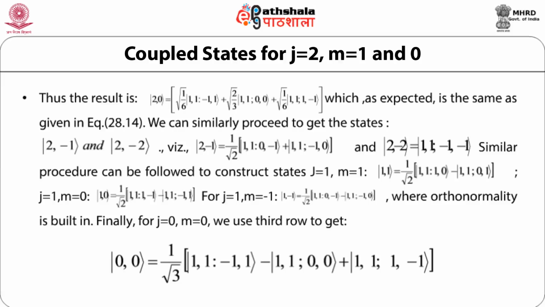And finally, for the state with the total angular momentum J equal to 0 and the magnetic quantum number M equal to 0, we use the third row of the tables for the Clebsch-Gordon coefficients and get the coupled state 0 comma 0 is equal to 1 by under root 3 times bracket open state 1 comma 1 and minus 1 comma 1 minus state 1 comma 1 and 0 comma 0 plus state 1 comma 1 and 1 comma minus 1 whole bracket closed. So students, now let us summarize what we have learned in this module.